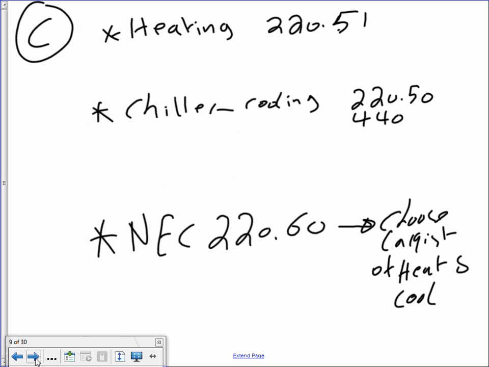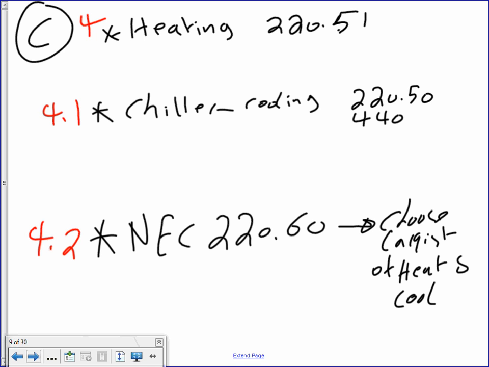Let's go to C. C is the heating. In my calculation, the heating was step 4 and the cooling was 4.1. These are the two steps. Then choose the largest, the non-coincidental load, which is 4.2. This correlates to the sheet that you guys have. All right, so let's go do that.